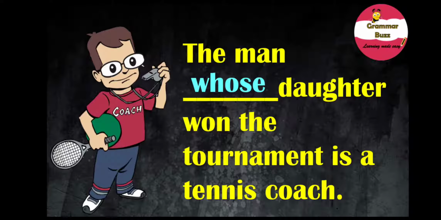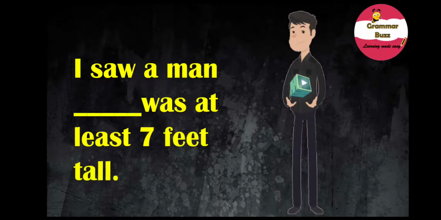Well done. And the next sentence is, I saw a man dash was at least 7 feet tall. So, what do you think about this sentence? What about this? And I bet you are right again. It is who. Congratulations, you are right again. I saw a man who was at least 7 feet tall.